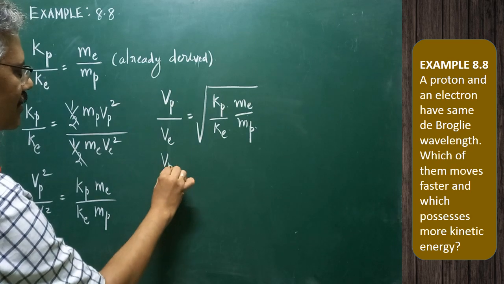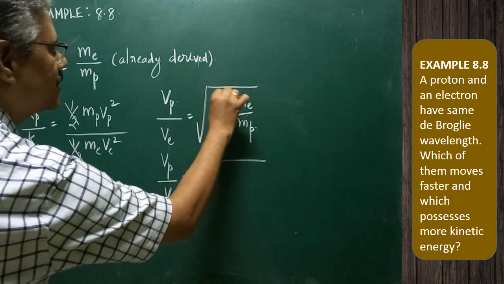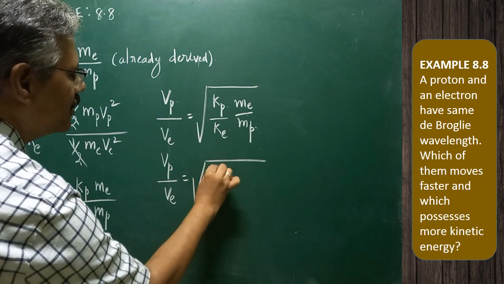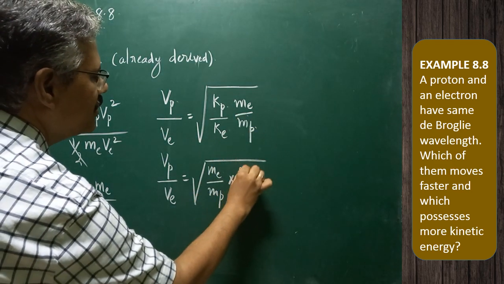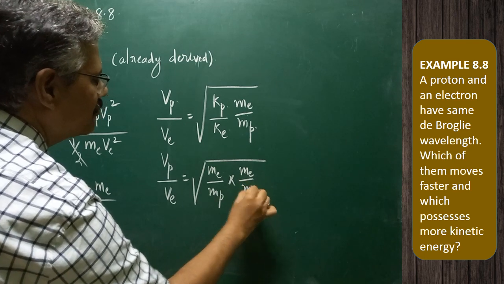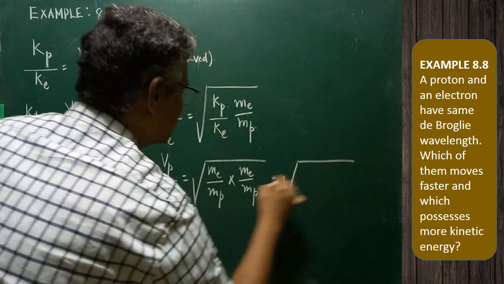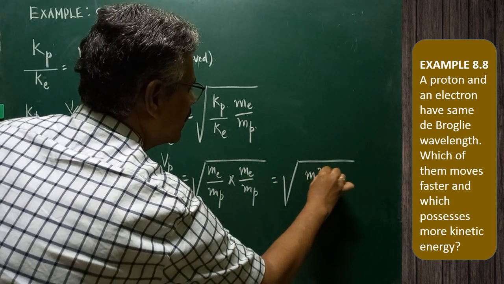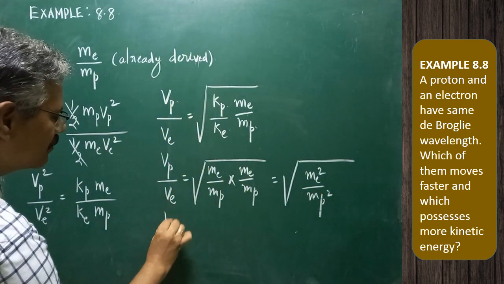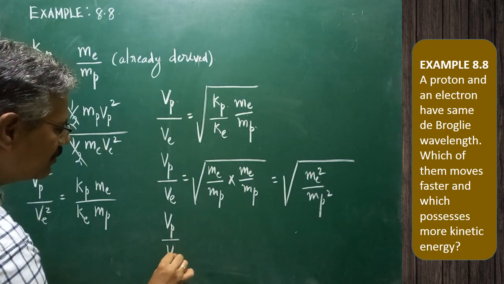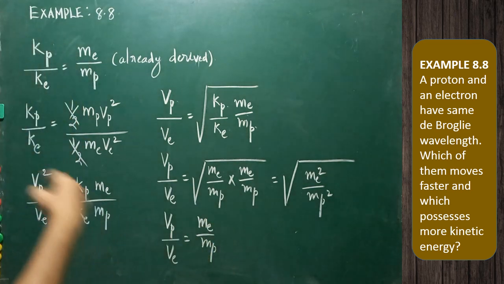The next step we can write: Vp by Ve is equal to the square root of, instead of this part, this one must be written, Me divided by Mp. Already Me and Mp are there, so Me by Mp can be written. After that what will happen? Within the square root you get Me square divided by Mp square. After taking the square root, finally you will get Vp by Ve equal to Me by Mp. So this is the final expression.